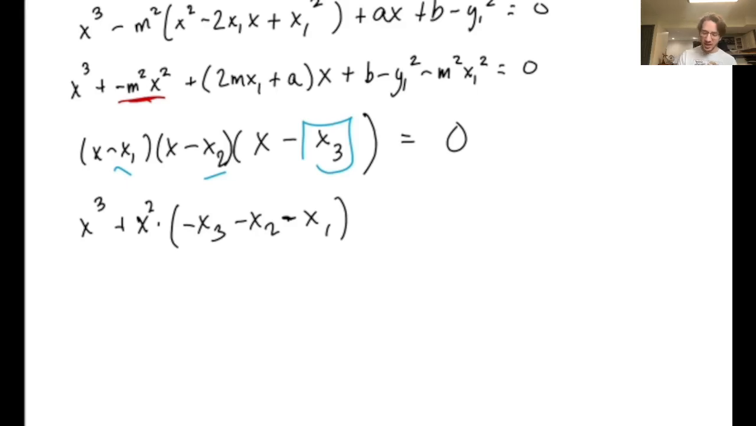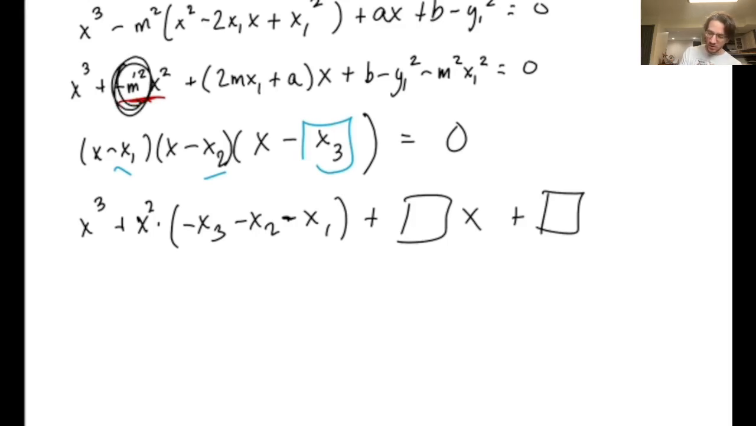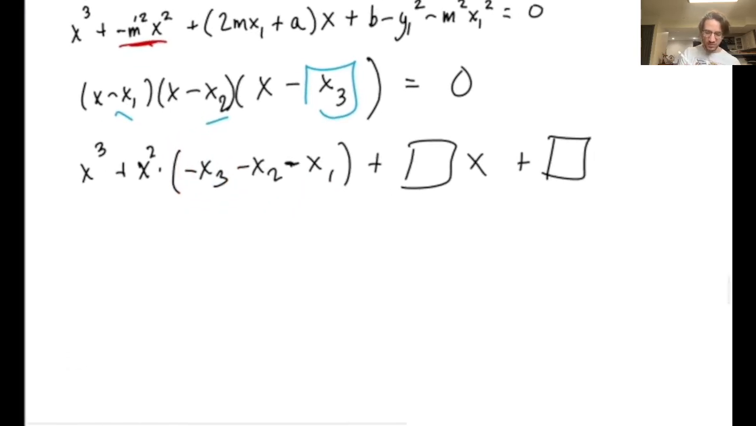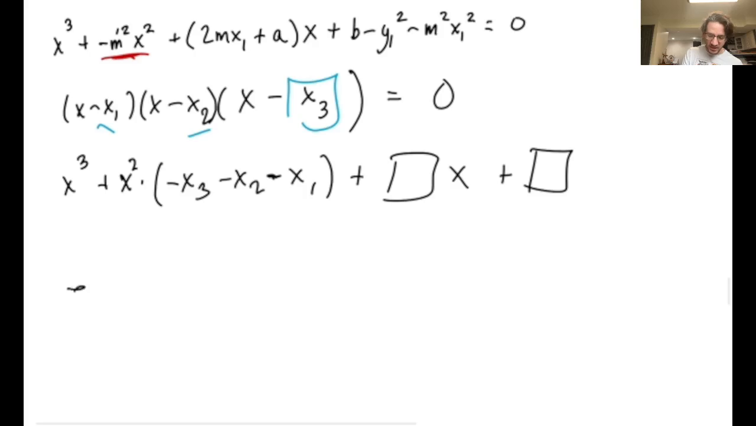Okay. And then honestly, I don't care about the rest of it. I do not care about the other parts because this gives me enough to solve for x3, right? Because again, we know m. Oh, give me the laser pointer, please. We know m, and we know x1 and x2. So this lets us solve for x3. How? Well, match up the x squared terms. We get minus m squared equals minus x3 minus x2 minus x1.